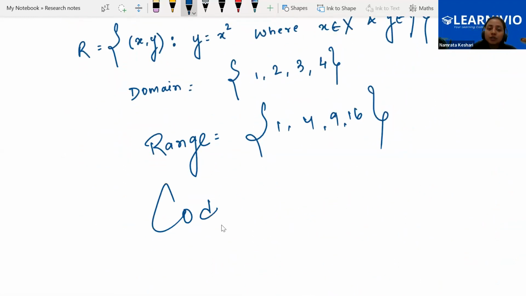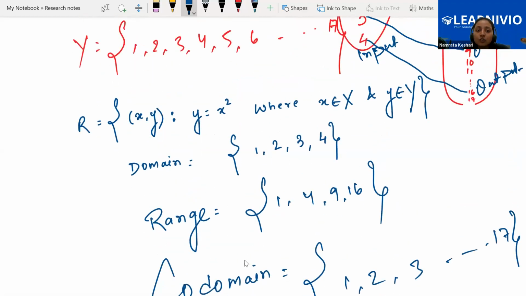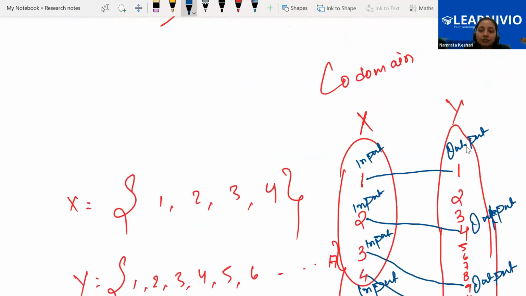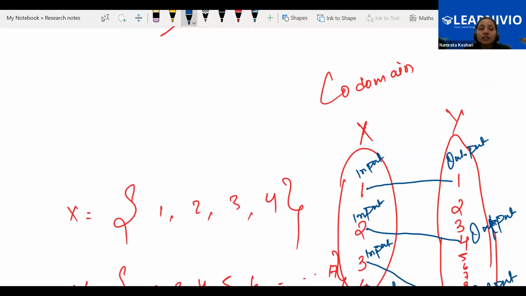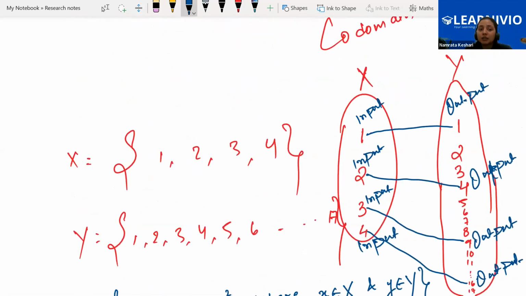What is codomain, Naufal? 1 to 17. 1, 2, 3, everything till 17. Yes, Naufal, it's perfect. Codomain means everything, whatever is there in the second set. All the elements sitting in the second set. The second set is Y, I said. So all the elements of the second set, that's called codomain.